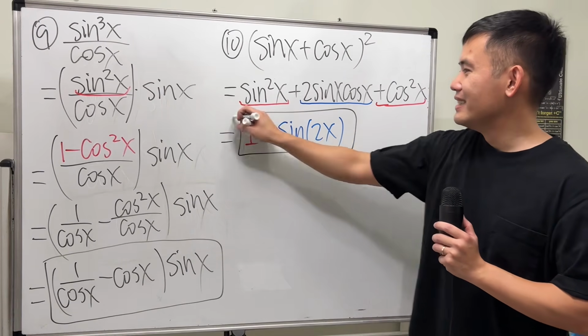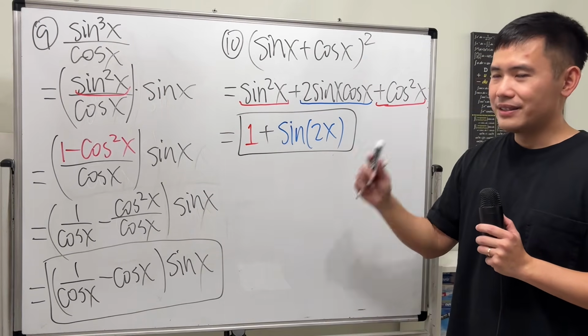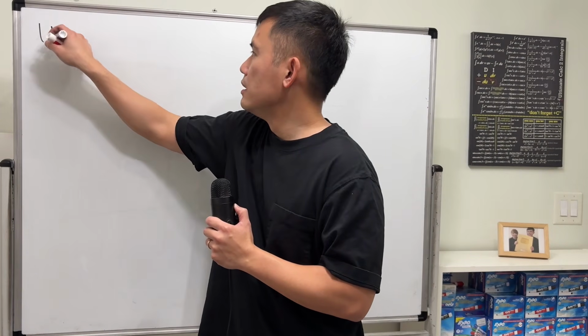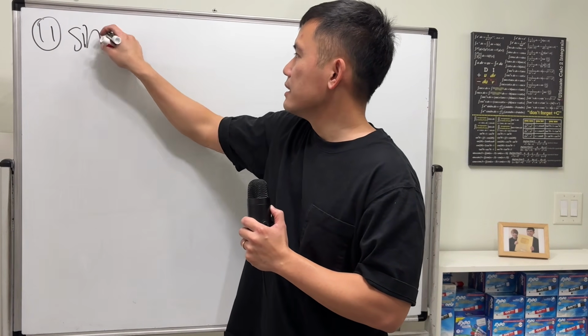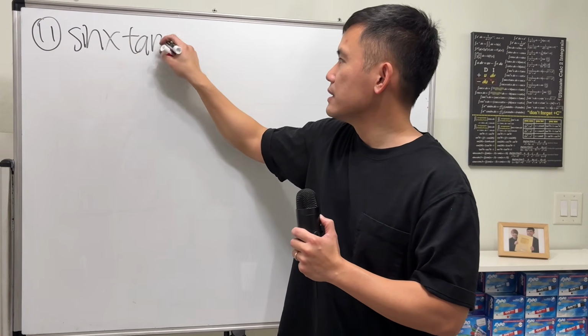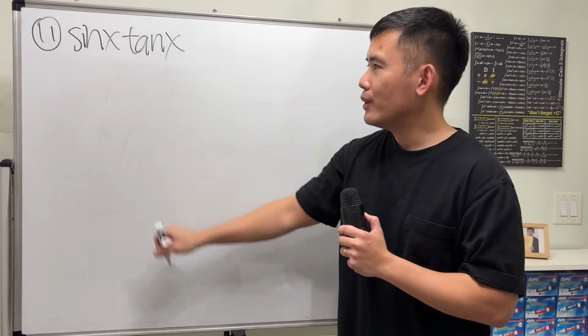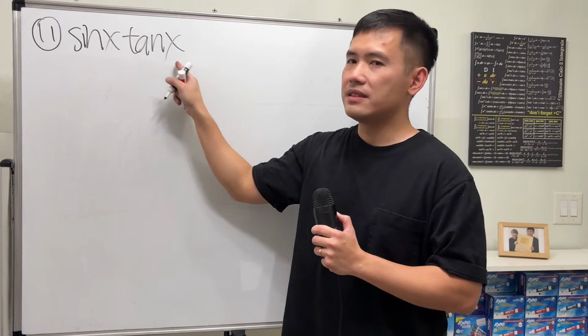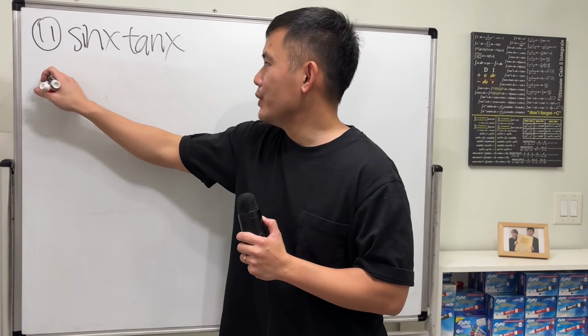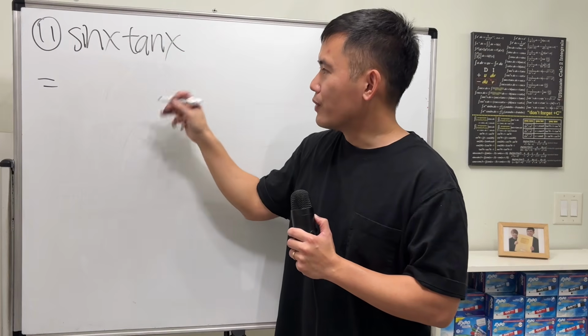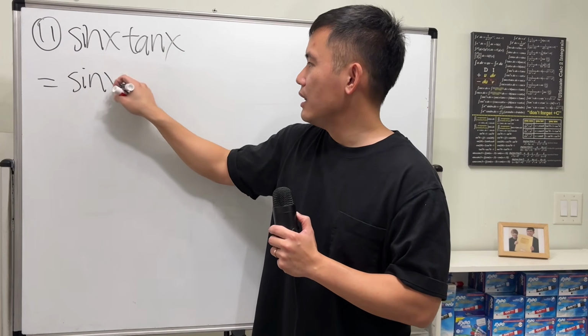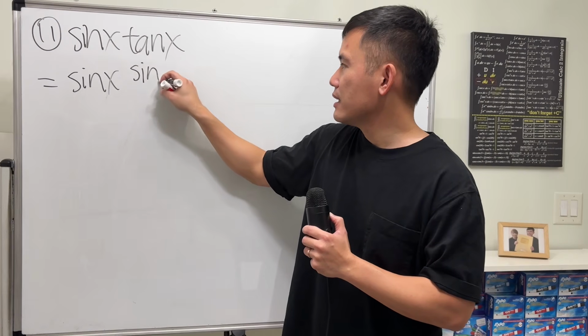Yeah, go ahead, integrate this. Now, continue. Number 11, here we have sine x times tangent x. Well, we do have a sine x factor, but this is tangent. So maybe we can write this as sine x over cosine x. Okay, let's give that a try.